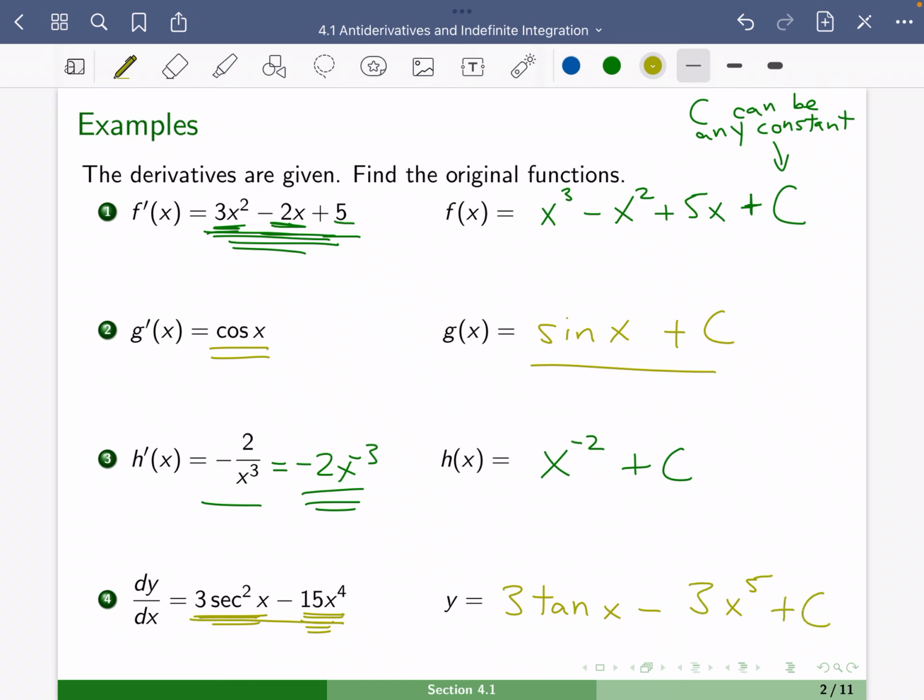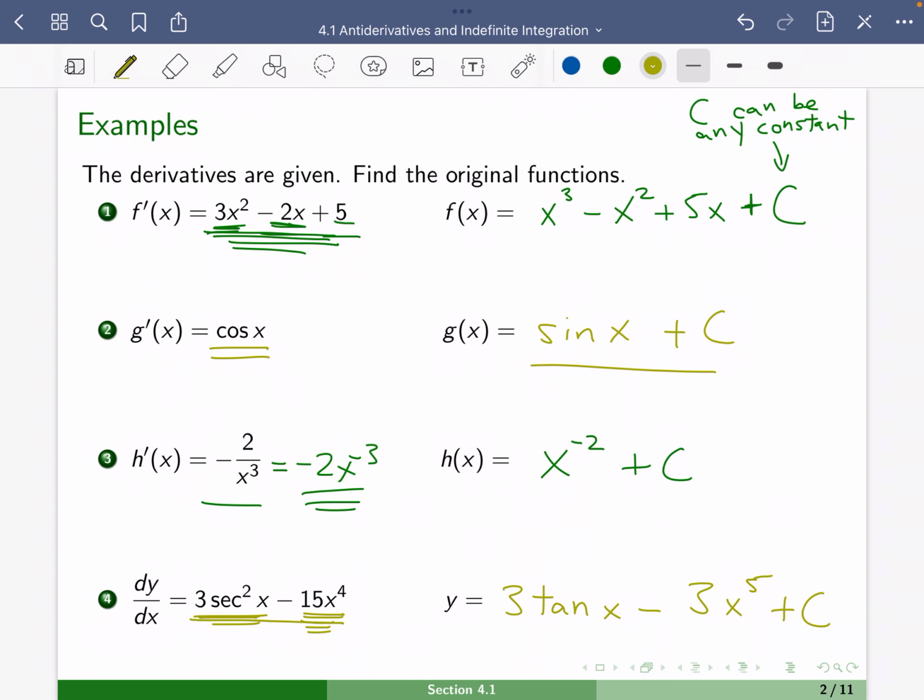And again, don't forget our plus c. We could tack on any constant. Really, all that's doing to the graph is shifting it up and down, but it's not changing the slope at any of those x values. So those slopes, the derivatives, are staying the same. We're just shifting it up and down. That's what the plus c is doing.